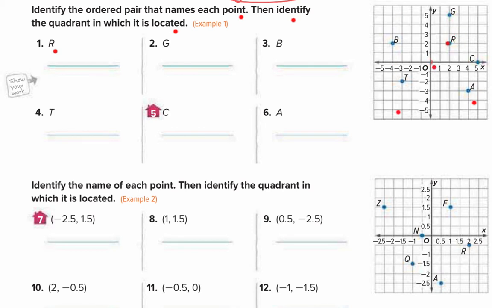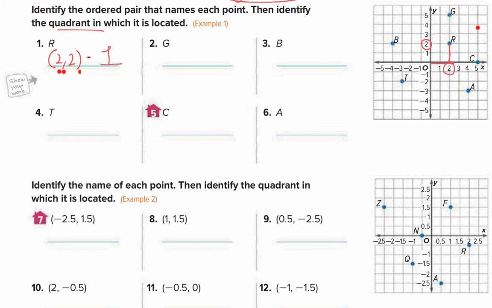So if I'm starting my pencil here, I'm going to have to go right to get to point R, 2. So I'm going to go to the right 2. And then from there, I can go up 2. So the ordered pair for point R is (2, 2). And we always put our ordered pairs in parentheses separated by a comma. And then it says which quadrant is it located in. So this top right, that's quadrant 1. So I'm going to put a 1.